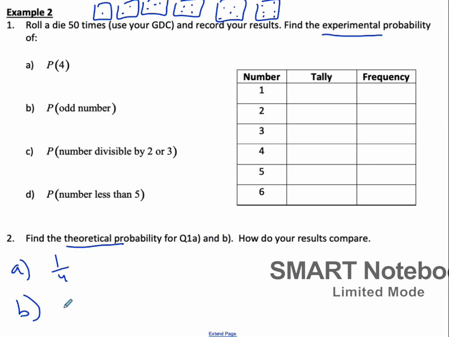And the probability of an odd number: 3 of them are odd, so 3 out of 6, or a half, is that probability. For C, divisible by 2 or 3: this one is divisible by 2, this one's divisible by 3, this one's divisible by 2, and this one's divisible by 3. So the probability that it's divisible by 2 or 3 is 4 out of 6, or 2/3. The probability the number is less than 5: there are 4 of those, so it's also 2/3.